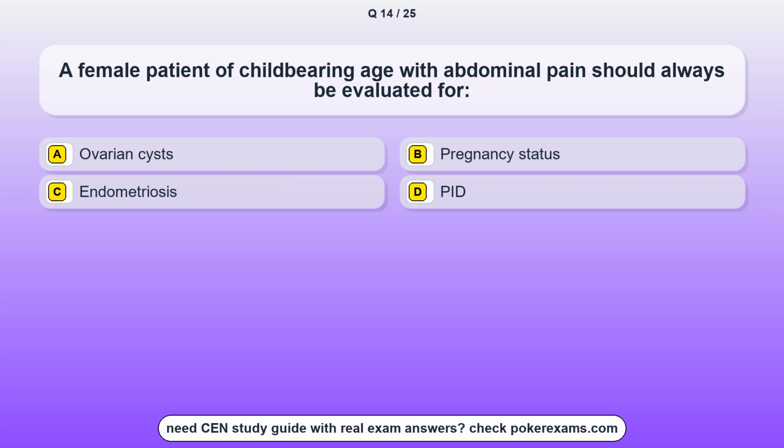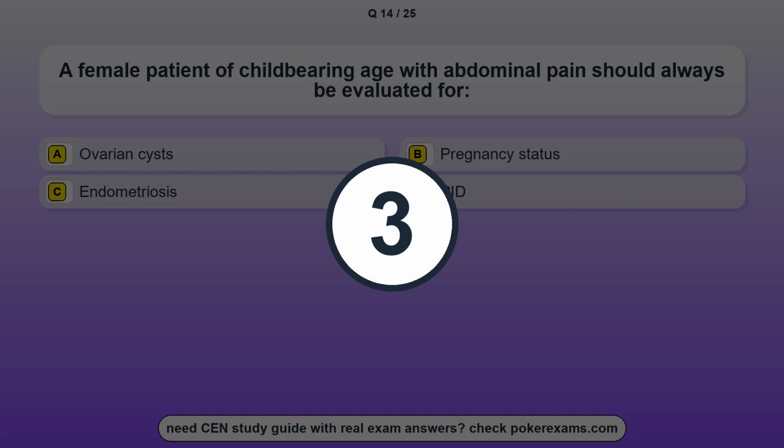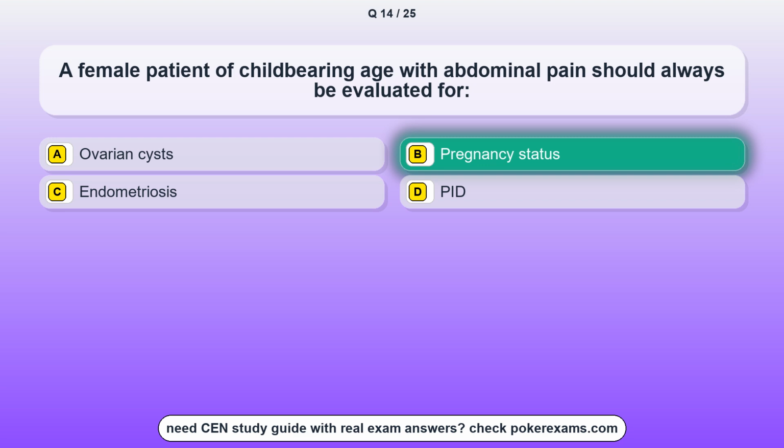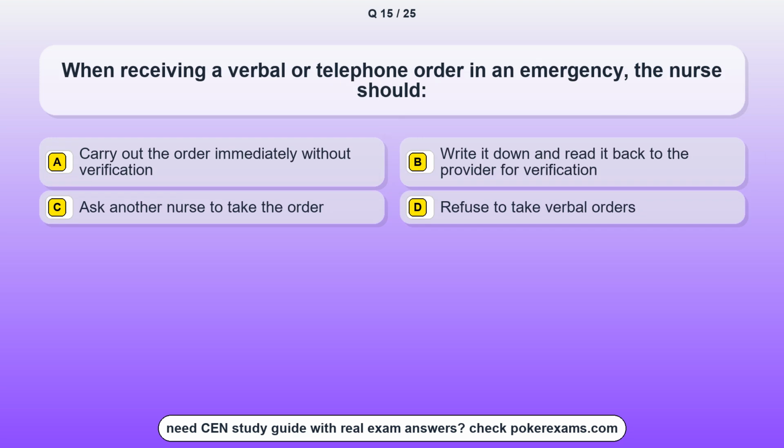Question 14. A female patient of childbearing age with abdominal pain should always be evaluated for option A. Ovarian cysts. Option B. Pregnancy status. Option C. Endometriosis. Option D. PID. The correct answer is option B. Pregnancy status. Question 15. When receiving a verbal or telephone order in an emergency, the nurse should option A.